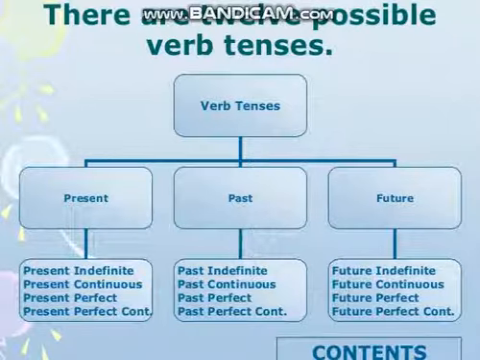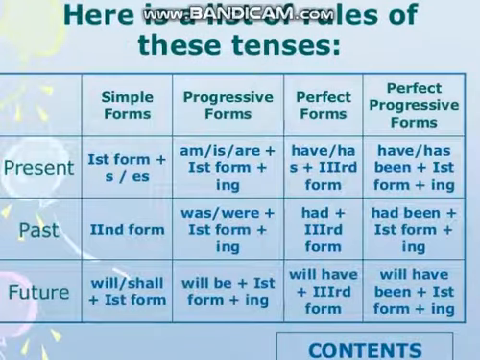As in our previous class, we have discussed these 12 types of tenses, which are present indefinite, present continuous, present perfect continuous, past indefinite, past continuous, past perfect continuous, future indefinite, future continuous, future perfect, and future perfect continuous. I hope you have learned it on your fingertips, as I gave you homework in my last lecture. Let's discuss some rules regarding all these types of tenses.